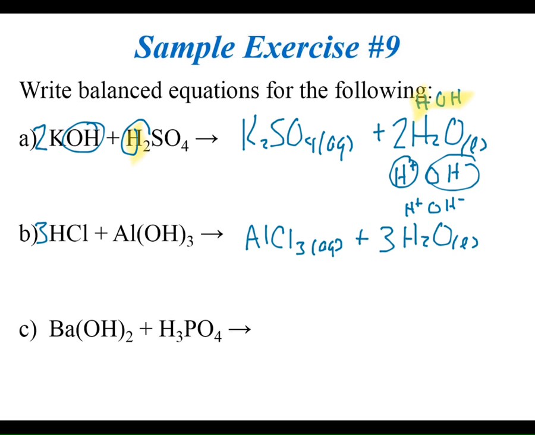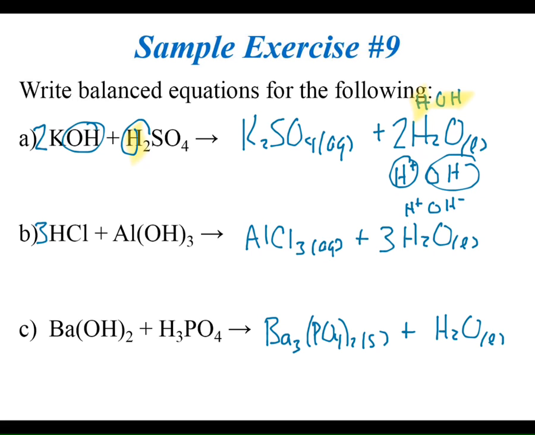Okay, and the last one, did you do it yet? Not yet? Okay, so some of you said yes, some of you said no. So, okay, I'll give you. So barium with phosphate would be Ba3(PO4)2. And that is a solid. Hydrogen with hydroxide is water.